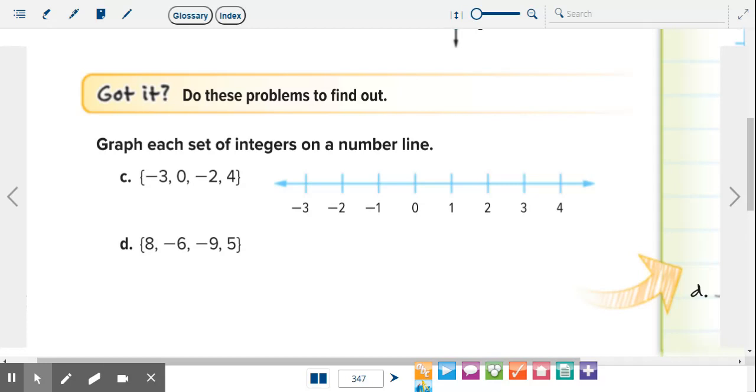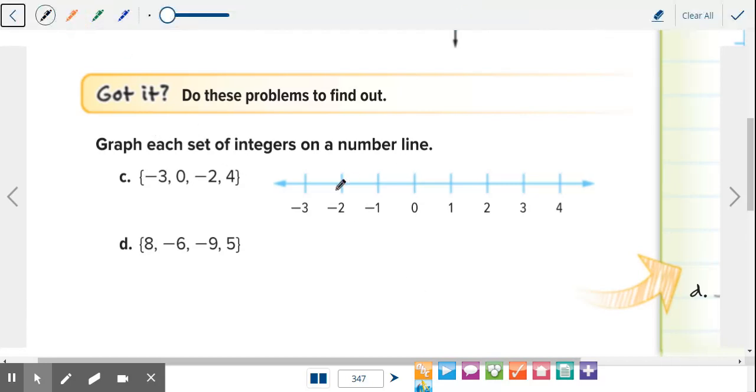Let's look at these. So letter C. We have the set of -3, 0, -2, and 4. Who can come up and graph one of these? Yeah. So just do -3. Actually, do -3 and 0.